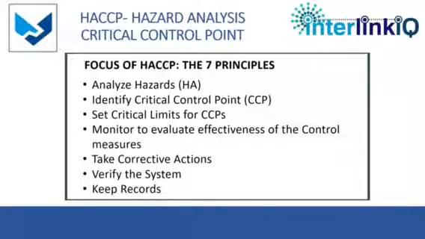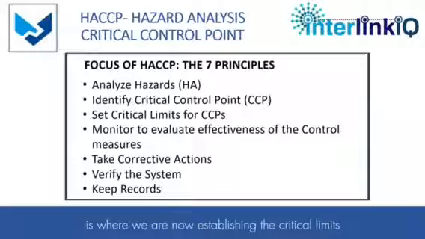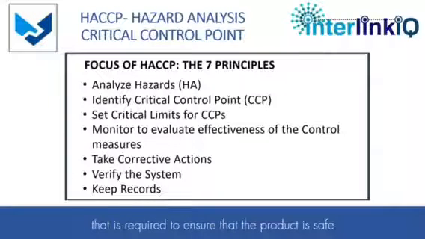For the principle 2, this is where we are now identifying the critical control point, or the CCP. A CCP is defined as any point in the chain of food production from raw materials to finished product where the loss of control could result in an unacceptable food safety risk. The principle 3 is where we are now establishing the critical limits at each CCP. A critical limit is defined as a control parameter that is required to ensure that the product is safe.